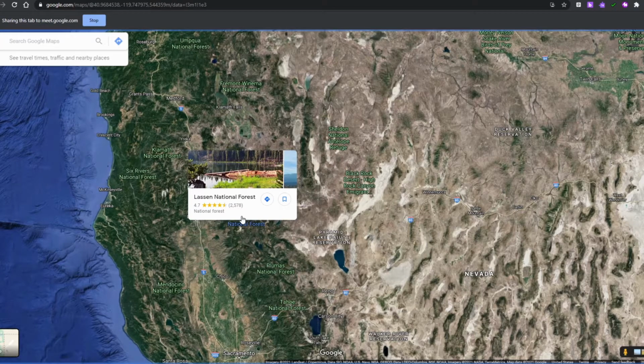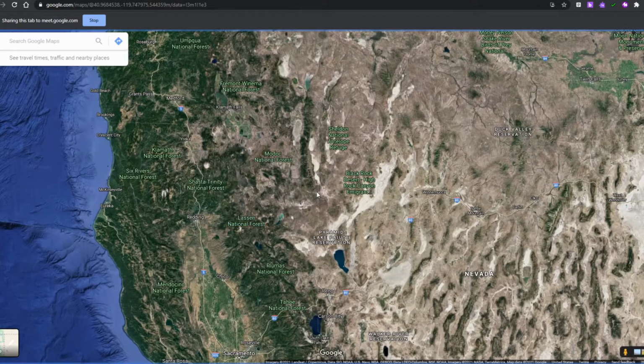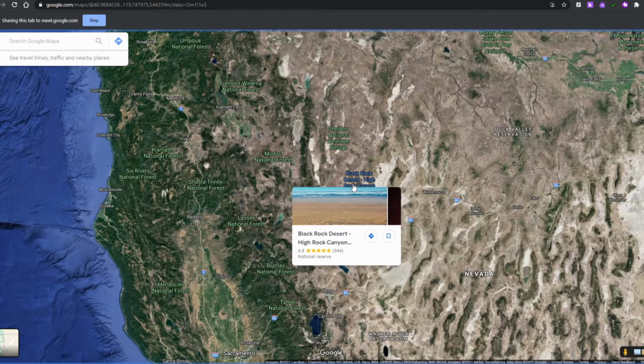Meanwhile, you've got a forest. So it's lush, green, and full of plants. And then on this side, nothing. All because of the mountain ranges.